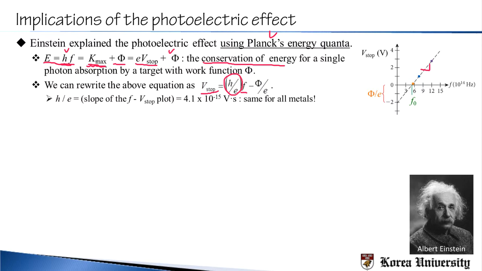Remember that the Planck constant is just a constant, and the elementary charge is the same regardless of the type of metal. But this number, the work function, depends on what kind of metal you have. So if you perform this experiment with a different metal, the position where this line crosses the horizontal axis will be different, but the slope of this line will always be the same.